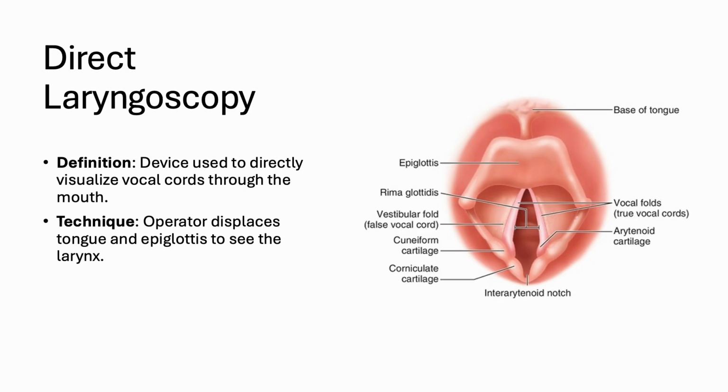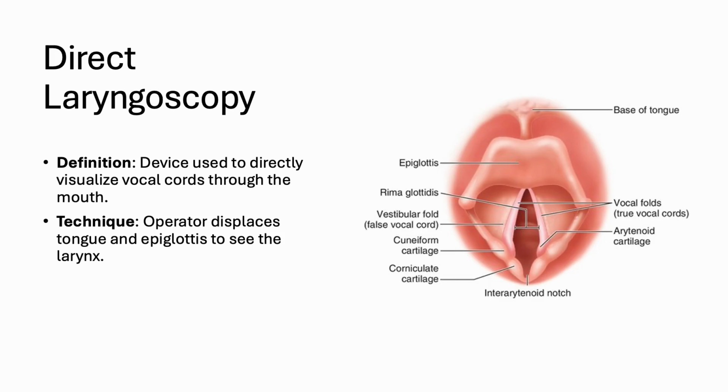Direct laryngoscopy. Direct laryngoscopy is the traditional method for tracheal intubation and has been the standard for decades. The technique involves using a laryngoscope, which is a handheld instrument consisting of a handle and a blade, typically a curved Macintosh blade or a straight Miller blade. The goal is to directly visualize the vocal cords by aligning the oral, pharyngeal, and laryngeal axes.